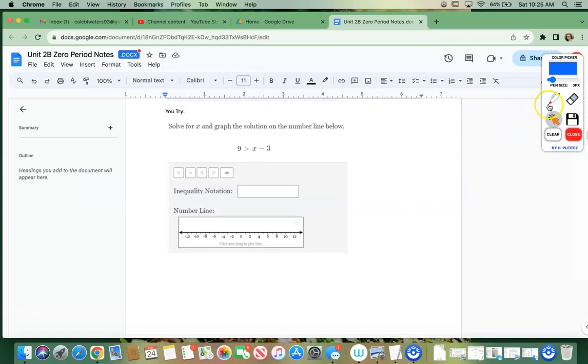All right. So hopefully for this one, what you did was you added 3, and that made it 12 is greater than x, or if you wanted to flip that around, x is less than 12. Okay, so you're probably noticing, oh, that does not have an equal sign, and so that should be an open circle at 12. It's less than, so you'd be going this way, because all these numbers are less than 12. Next one.